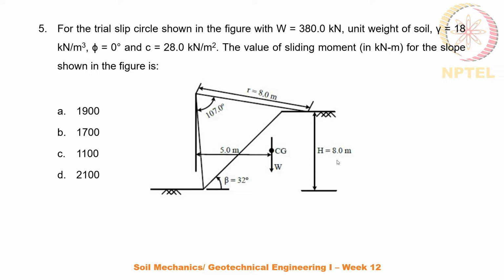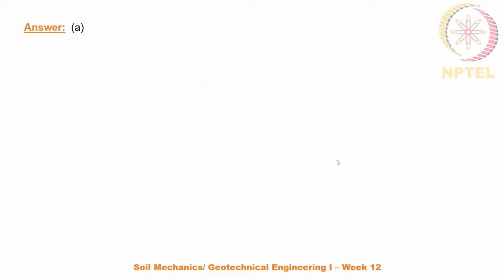Earlier in the previous question, we were asked to determine the restoring moment. Here we are asked to determine the sliding moment. So option A 1900, option B 1700, option C 1100 and option D 2100. Which is the value of sliding moment in this case? Option A, madam. Okay, in the chat box also, one answer is option A. So we'll see which is the correct option. Yes, correct option is option A.